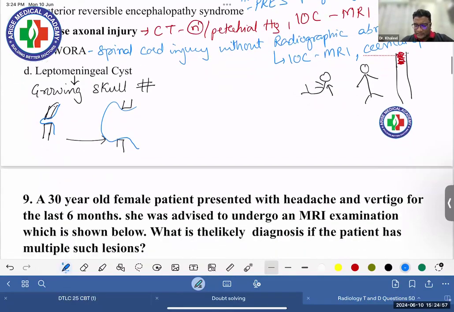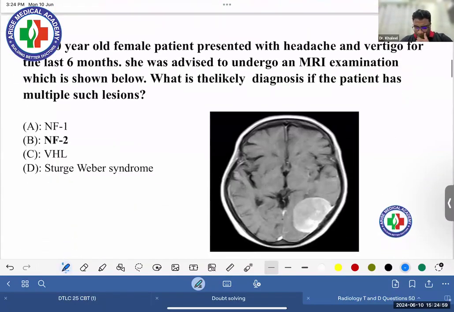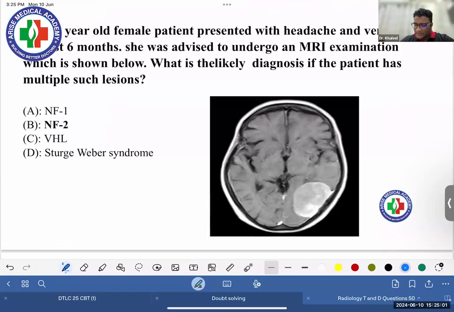Now this, a 30-year-old female presented with headache and vertigo. What is the image, first of all? Can you tell me what the image is showing you? You have to be responsive. If you want me to complete fast and give you time to study, you want me to be fast.